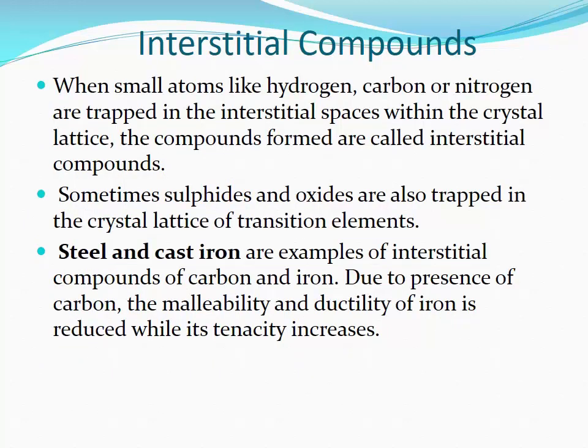Now we are going to see the next point, interstitial compound. The transition metals in their lattice form have some empty or void space, which is also called interstitial space. When small atoms like hydrogen, carbon or nitrogen are trapped in the interstitial spaces within the crystal lattice, the compounds formed are called interstitial compounds.